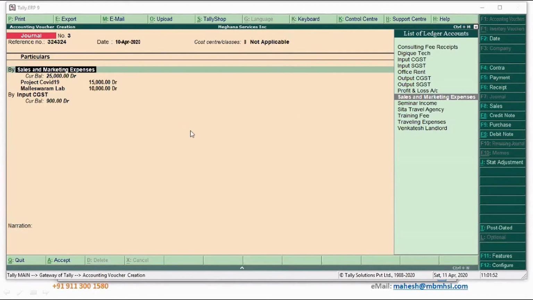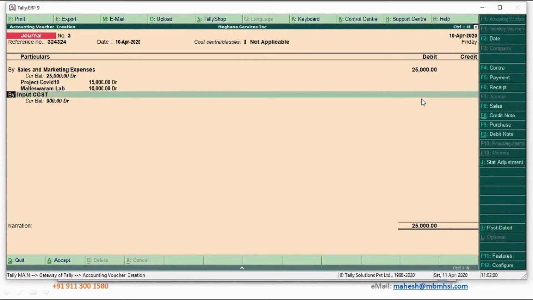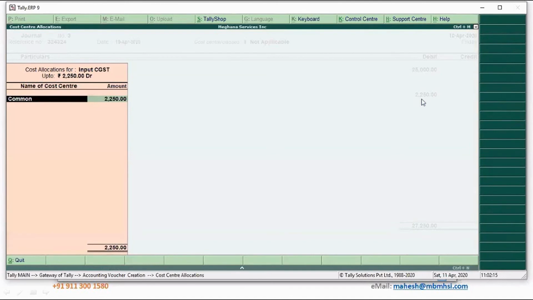So let me just continue with this example. I have just given 15 and 10, so effectively it is 3 is to 2. Input on this, say if it is at 9%, 18 plus 4, so 25,000 into 0.09, that is 2,250.